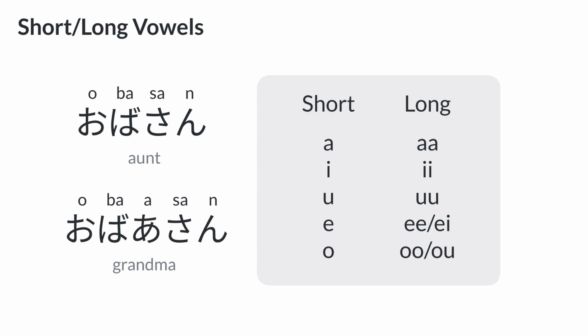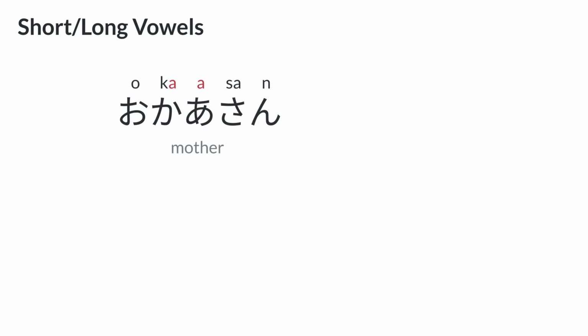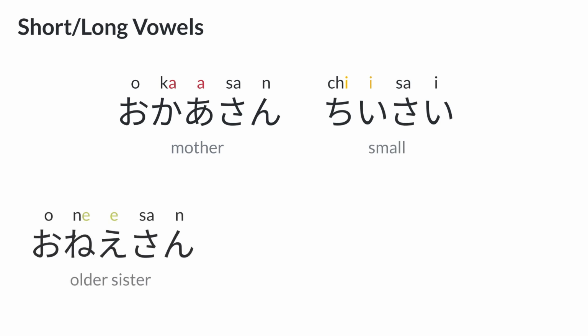See if you can hear the difference between a short a and a long a. Oba-san, oba-san. Whenever you see a double vowel, you'll pronounce it as a long vowel. For example, okaa-san, chisai, onee-san, fusen, kori.